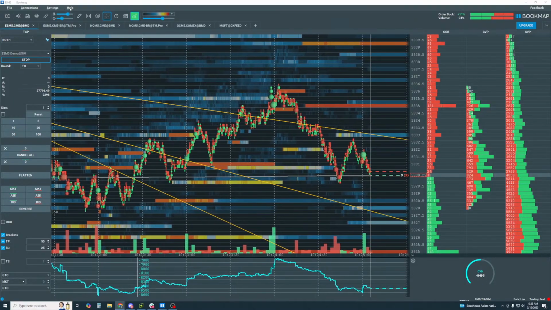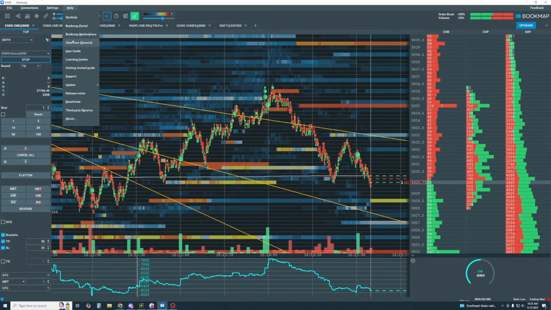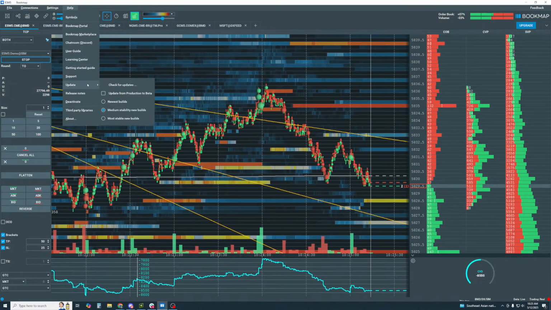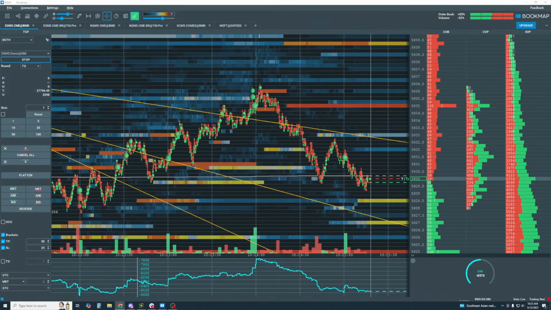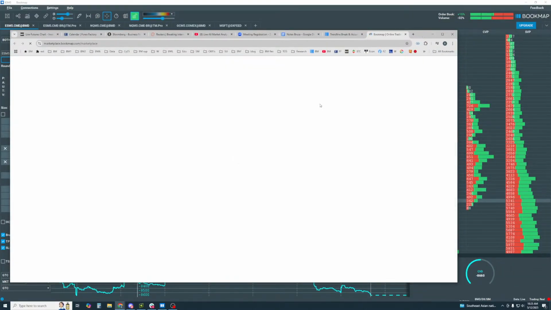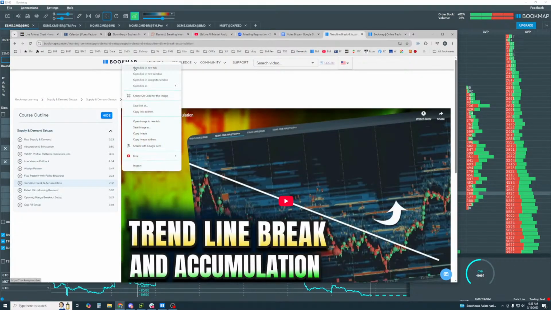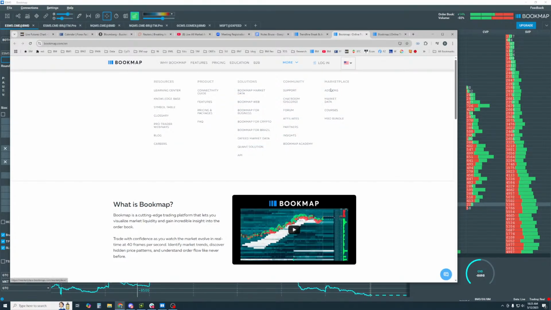You can go in Bookmap, you can go to help here, and you can go to our, I believe, our marketplace, right? Is it in here? Yeah, right here. And that'll take you to our marketplace. You can also go from bookmap.com. Let me just show you that on the more button here, and then you see the marketplace here.